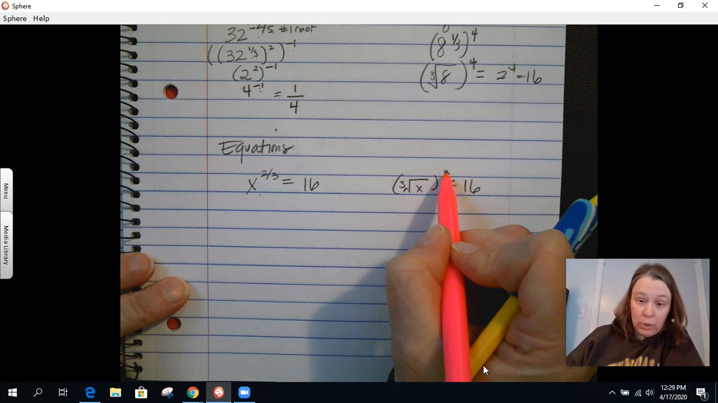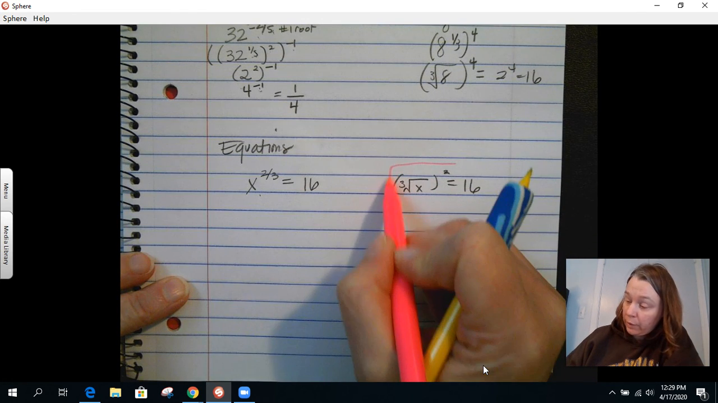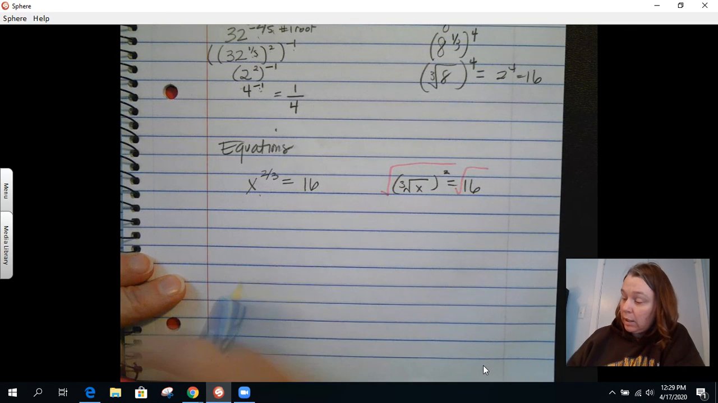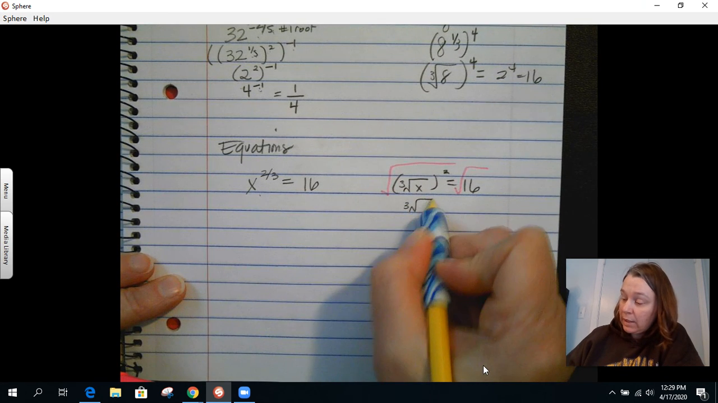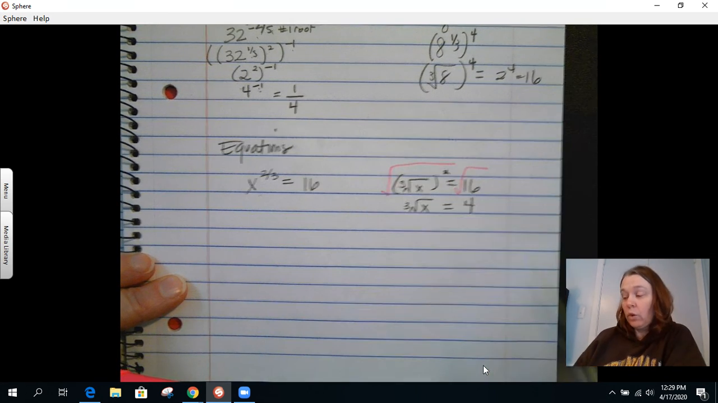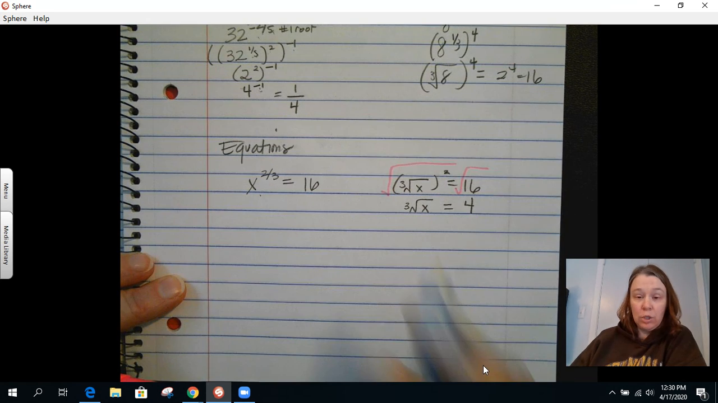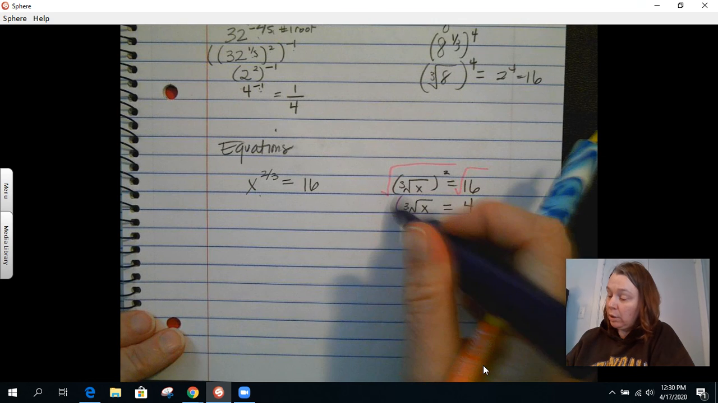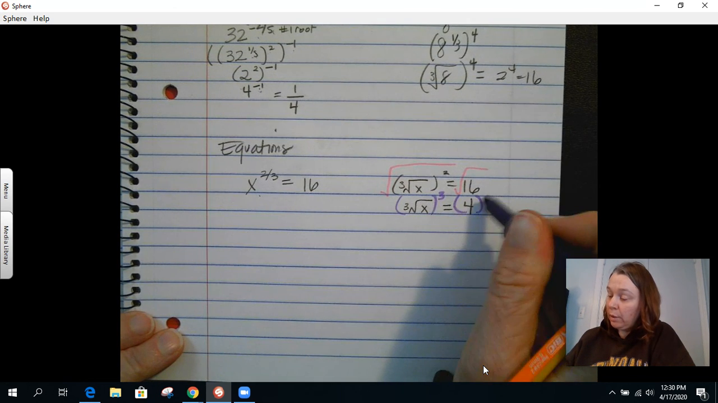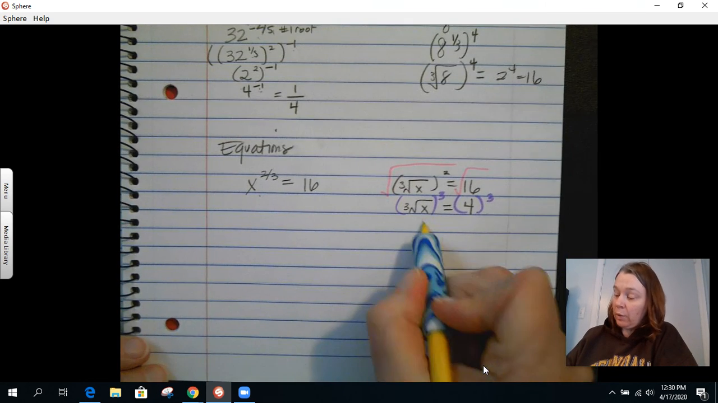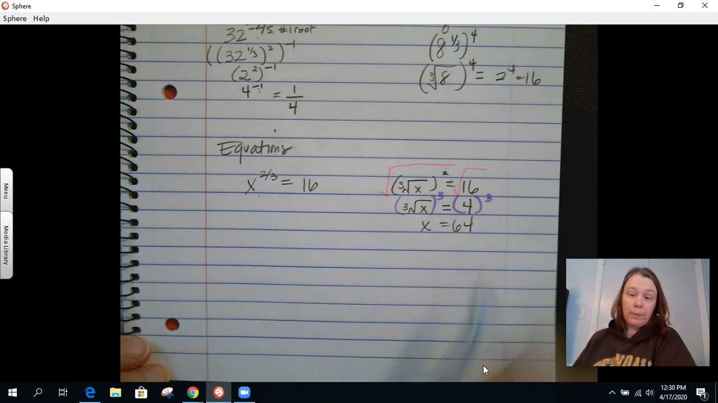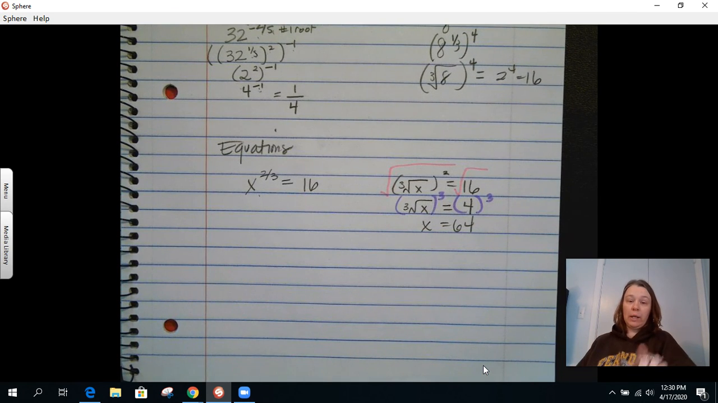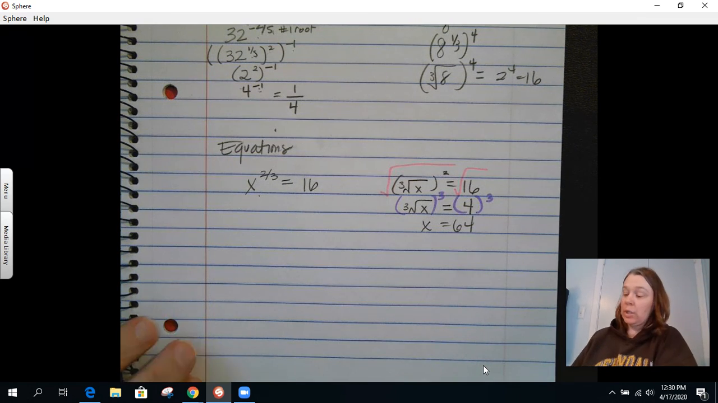So if I wanted to undo the squared, I would take the square root of both sides. And then I would have the cube root of x equals 4. And then to undo the cube root, I would want to cube both sides. So that would be 64. So that would be one way to do it, kind of break it down into the root and the power and then do inverse operations.